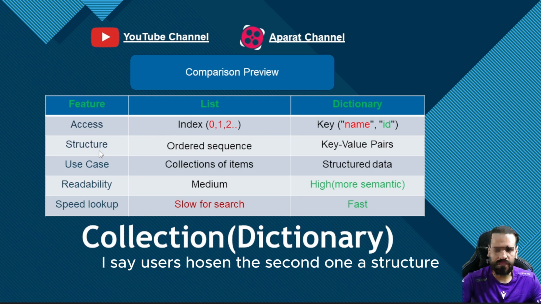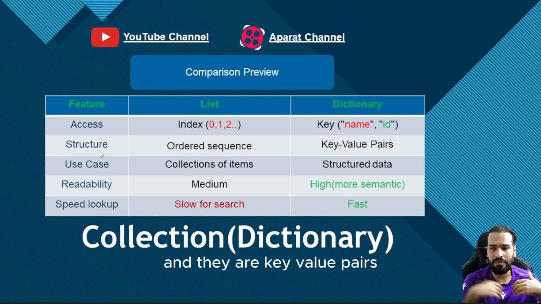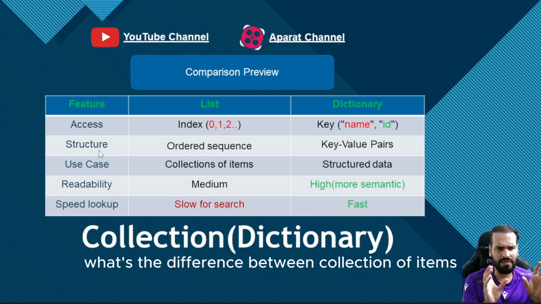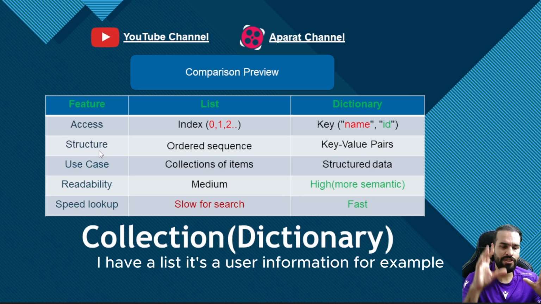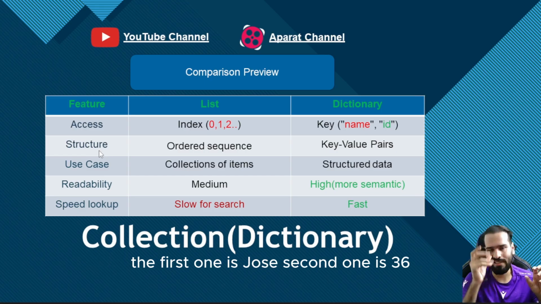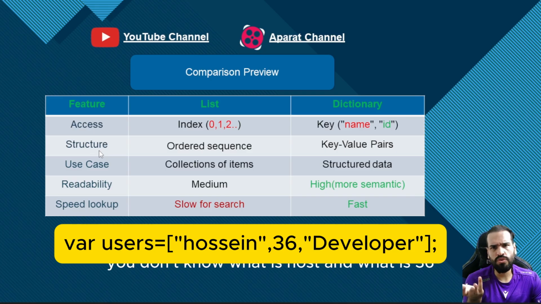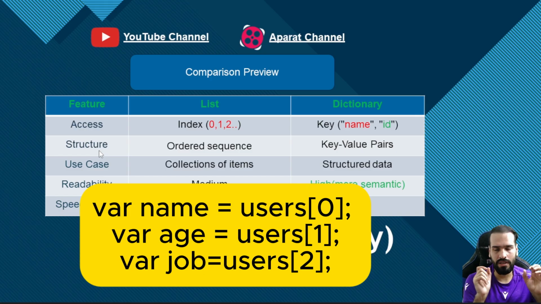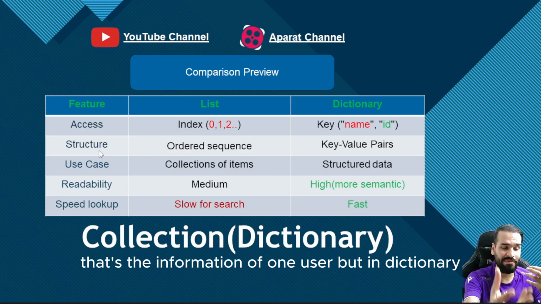The second one, structure. Lists are an array and ordered, but dictionaries are unordered and they are key value pairs. Use cases. Lists are a collection of items, but dictionaries are a structure of them. What's the difference between a collection of items and a structure of data? For example, I have a list of user information. The first one is Hossein, the second one is 36, and the last one is developer. Do you see, it's a collection of items. You don't know what is Hossein, what is 36, what is developer. But after that, you create some variables and say var name is Hossein, the second item, var age is 36. After that, you know that's the information of one user.